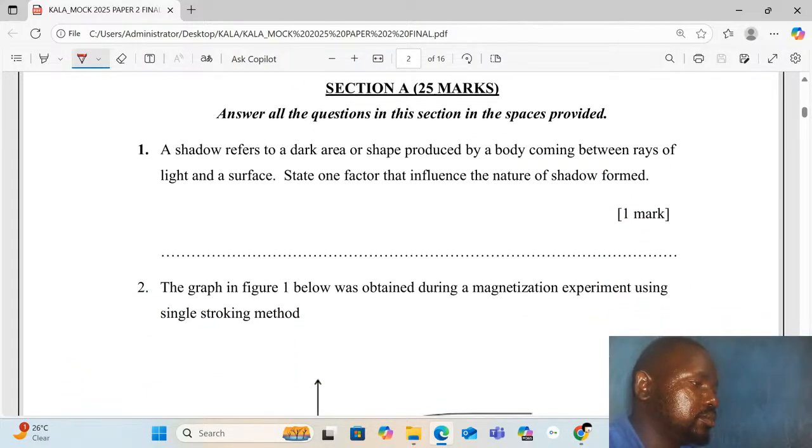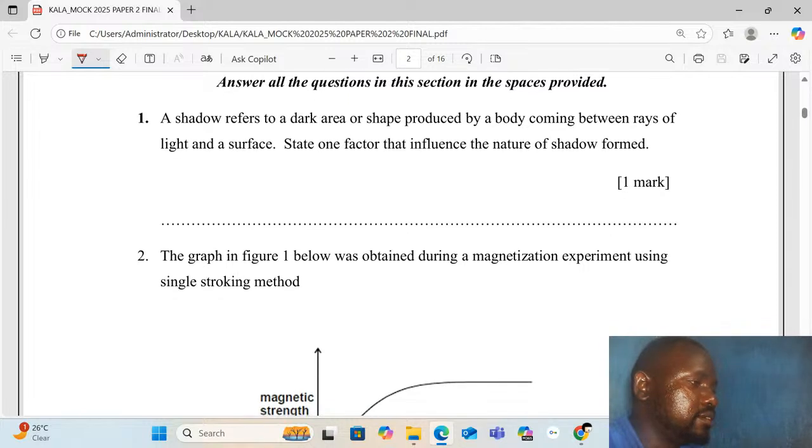A shadow refers to a dark area or shape produced by a body coming between rays of light and a surface. State one factor that influences the nature of the shadow formed.